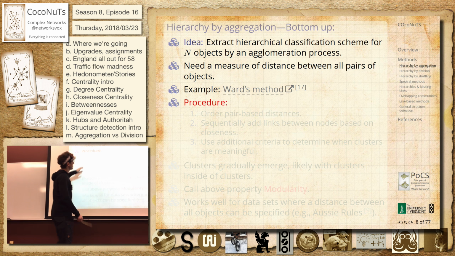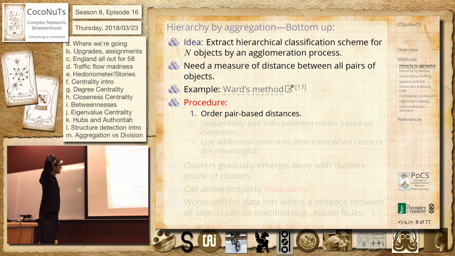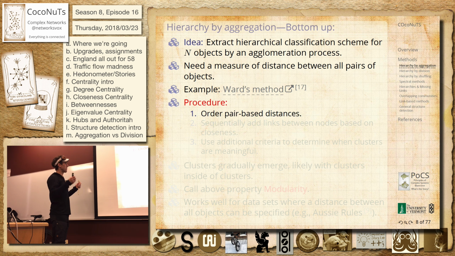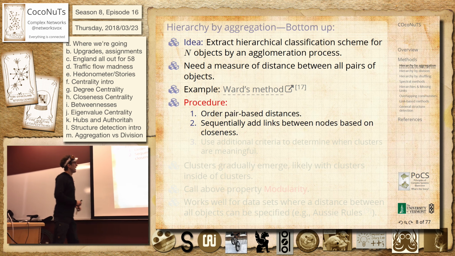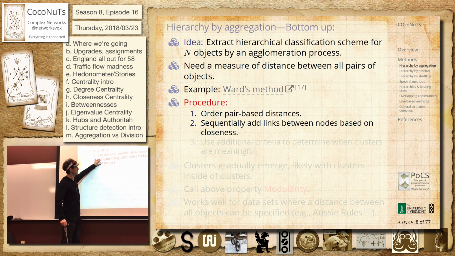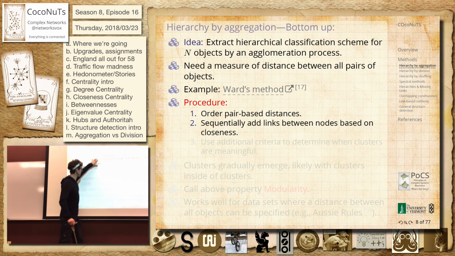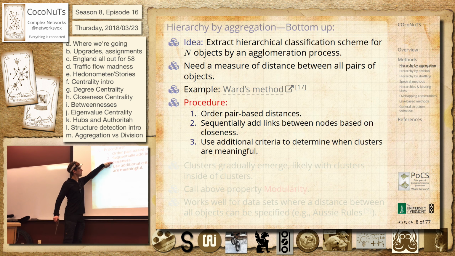Right, so Ward's method, we've used this ourselves. We're going to get the distances between pairs, whatever makes sense for this network, and it could be the shortest distance. And then we're going to sequentially add links between nodes based on closeness. I mean, there are already links in them, but we're going to start to group them together. Eventually, as you go through this whole thing, everyone's connected to everyone else.